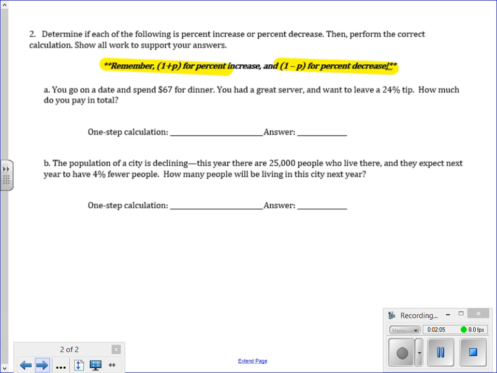Well, when you go to dinner and you pay a tip, that means that you're going to be adding money to your bill. So we need percent increase here. So you go on a date, your original amount of the bill is $67, which is what we start with. And then since it's percent increase, I'm going to do 1 plus percent, 0.24. When I multiply those two quantities together, you should find out that your bill is $79.36. We talked about in the notes how writing 1 plus 0.24 is the exact same thing as writing 1.24. You can write those either way that works for you.